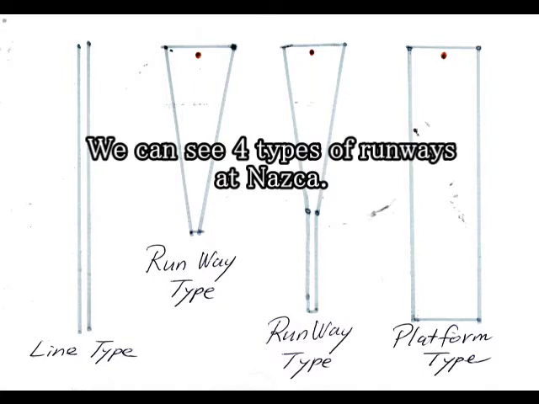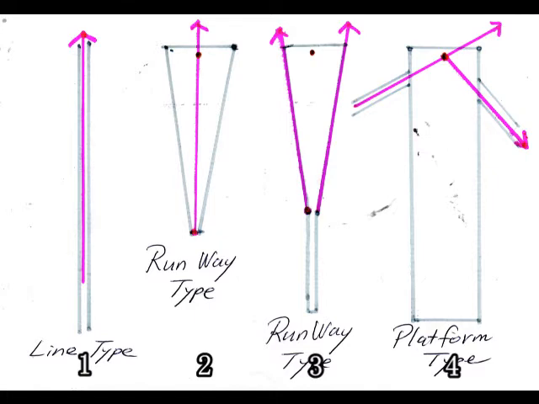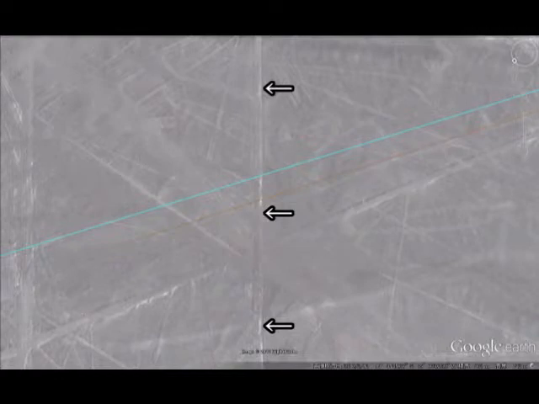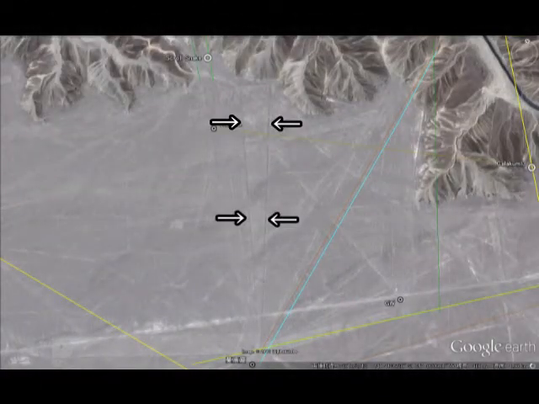There are many types of runways in Nazca. Runway type 1, runway type 2, runway type 3, and so on. And this is a runway, or rather a platform, which also works as a runway. And this is a very simple runway you can find in Nazca, a straight line. And this straight line shows the direction to each place.